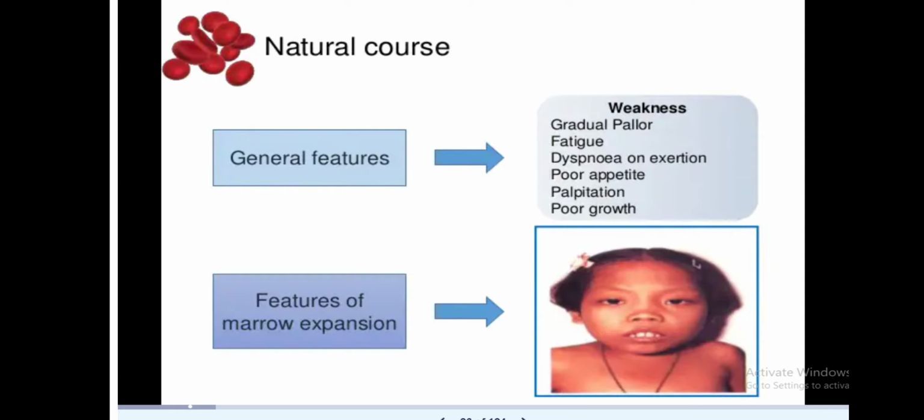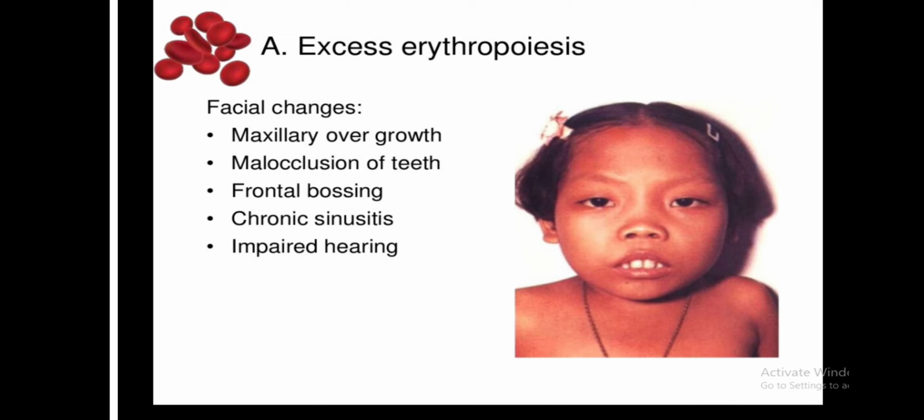So, general features are pallor, fatigue, dyspnea on exertion, poor appetite, palpitations, and poor growth. These are basically features of anemia. And because there is extramedullary hematopoiesis, there will be features of marrow expansion. As you can see in the figure, the child can have excessive erythropoiesis leading to facial changes: maxillary overgrowth, malocclusion of teeth, frontal bossing. They can have recurrent infection in the form of chronic sinusitis, impaired hearing, etc.